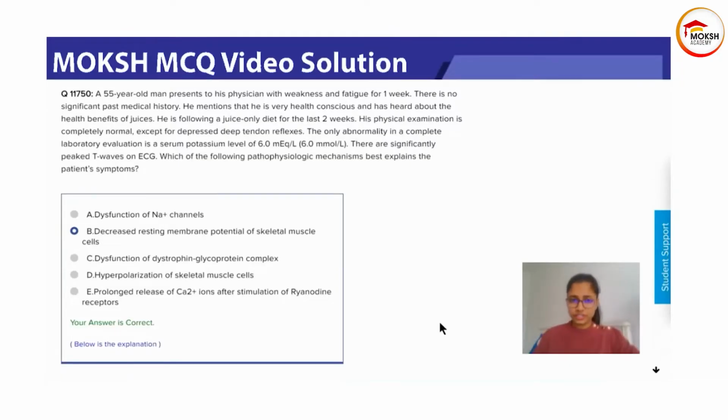So this one is actually the effect of hyperkalemia, high potassium. What does it do? It's going to decrease the resting membrane potential of skeletal muscle cells. How does it do that?